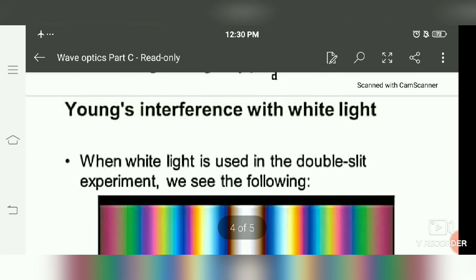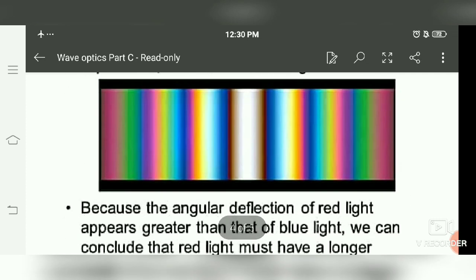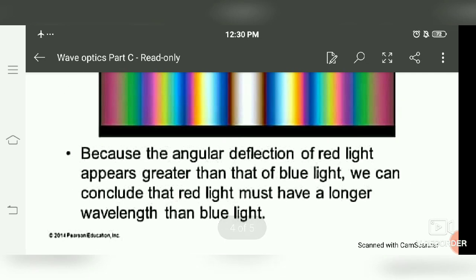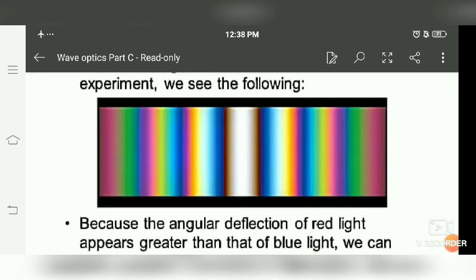Suppose we have white light for the interference. What will the interference pattern be? How will it appear? The interference for the white light will be a colored one, with the central maxima in white color.